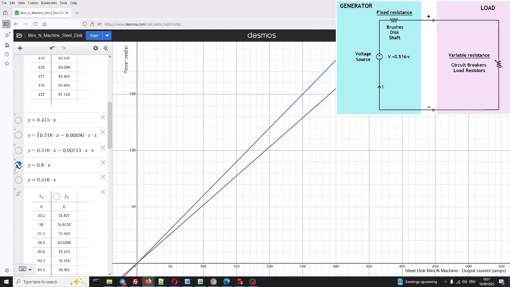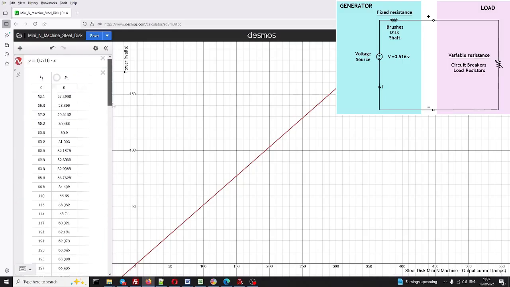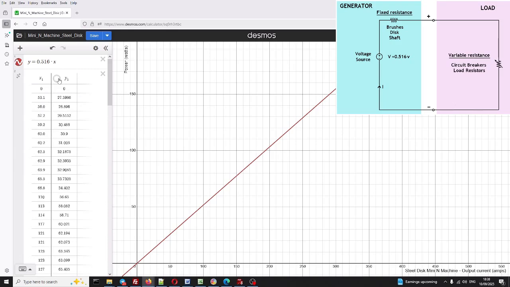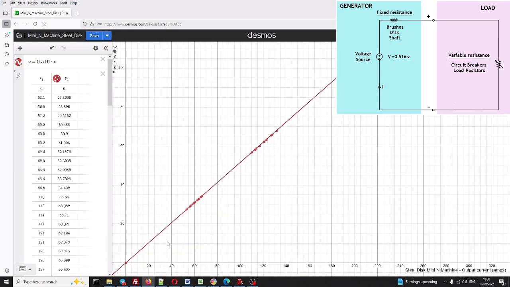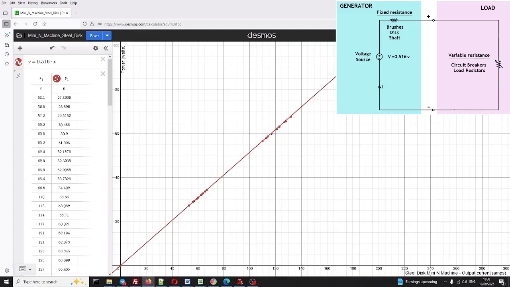Now let's have a look at the results obtained using the steel disc mini N machine as we did with the copper disc machine. Now the total output power line, the red line, is slightly steeper than before due to the increased output voltage. The red dots this time make a perfectly straight line which can be characterized as y equals 0.516x. 0.516 is the fixed voltage output of the generator.